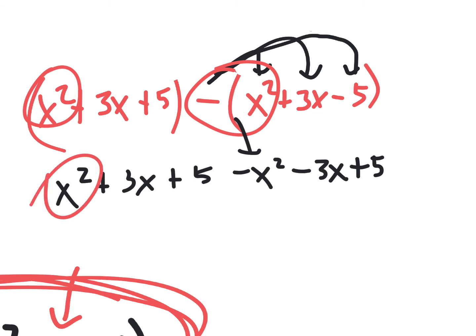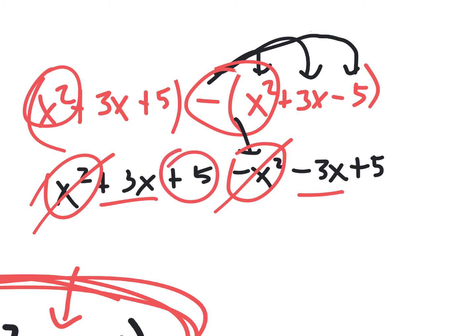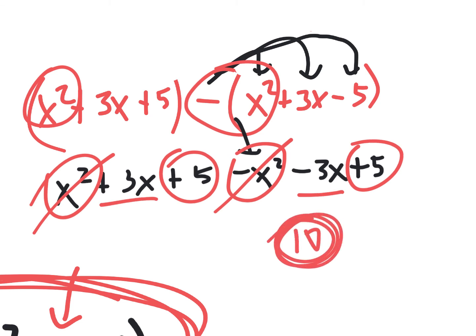X squared and negative x squared definitely cancel. 3x and negative 3x definitely cancel. And positive 5 and positive 5, they don't cancel. The answer was 10. Raise your hand if you had a 10. Okay, awesome. That's the add subtract kind.